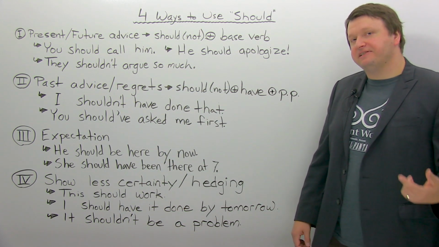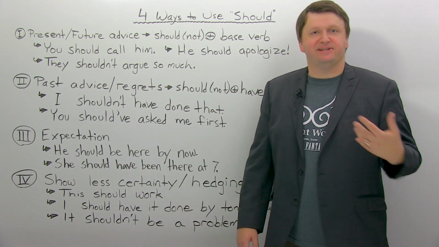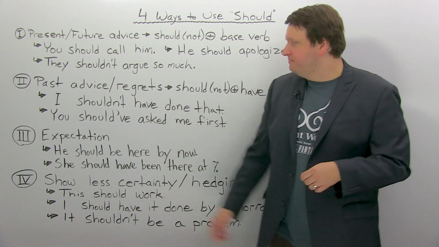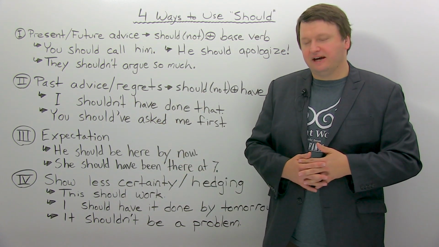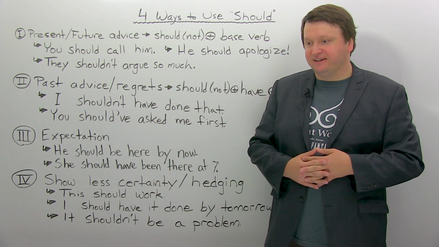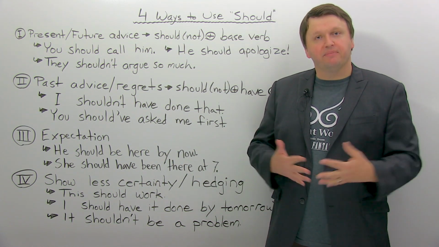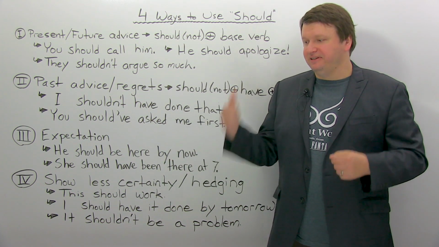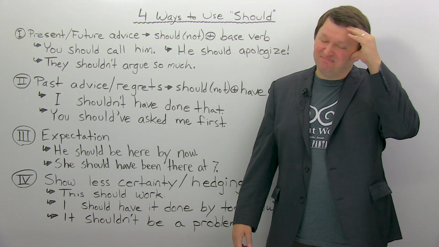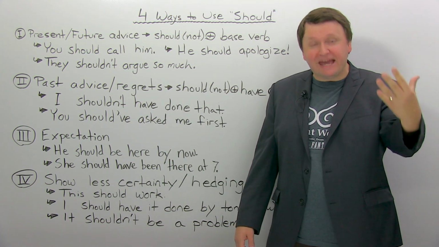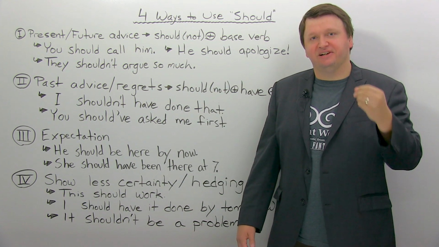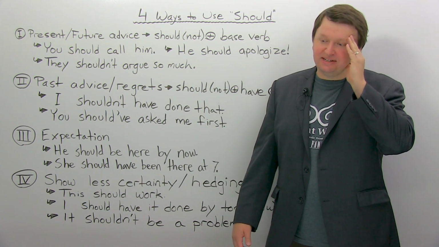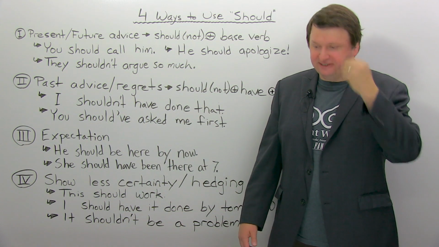So let's look at some examples so this is easy to see. First one, I shouldn't have done that. So you are showing personal regret for something you did in the past, and you feel bad because you really should have made a different decision. So you say, I shouldn't have done that.